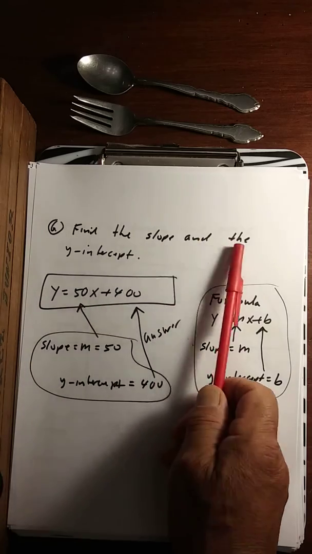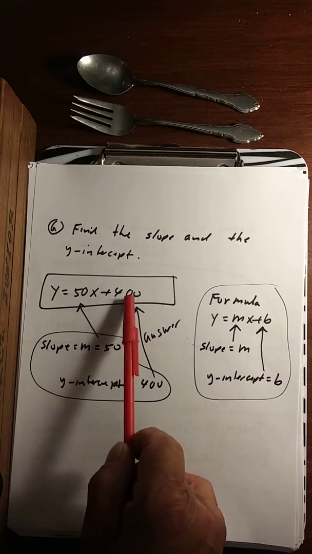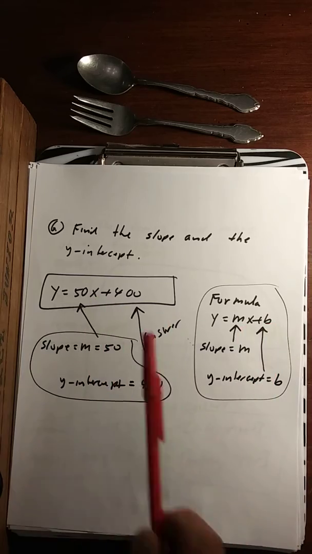Find the slope and the y-intercept. Slope is right here. The y-intercept. Y equals mx plus b. Slope, y-intercept.